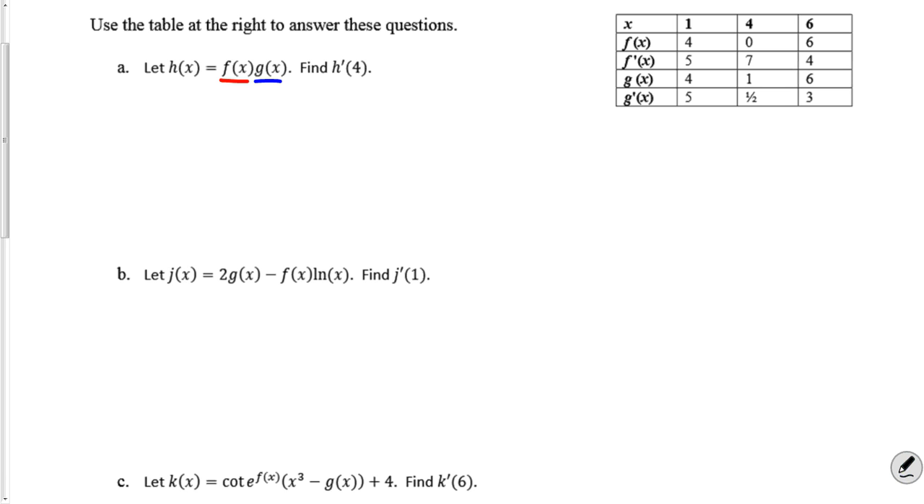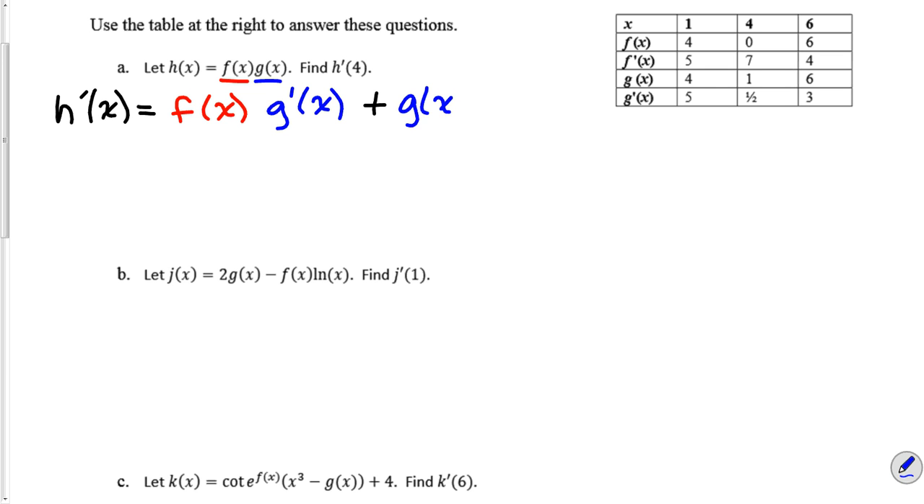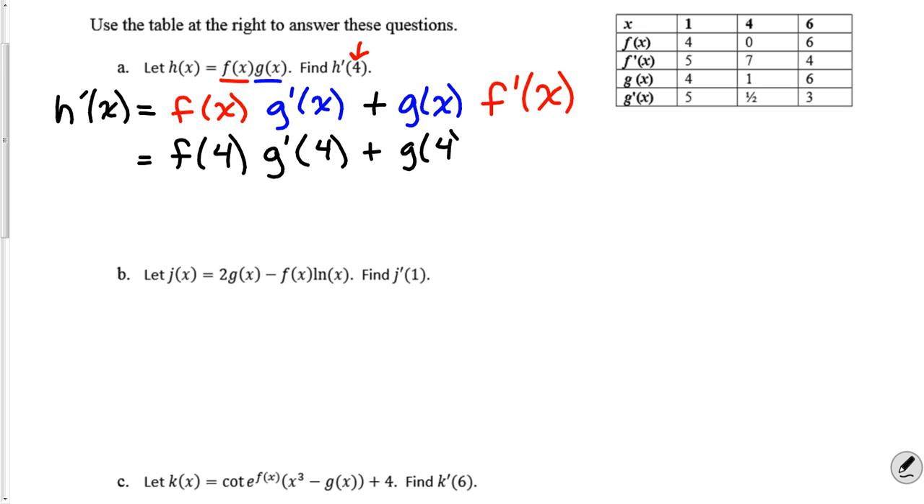So let's go ahead and take our derivative. And again, I'm going to take my derivative before I plug anything in. And I'm going to have my first function, f of x, times my derivative of my second, g prime of x. And then I'm going to add my second function, g of x, times the derivative of my first. So I have this set up. At this point, I can go ahead and plug in the x value. In this case, my x value is 4.